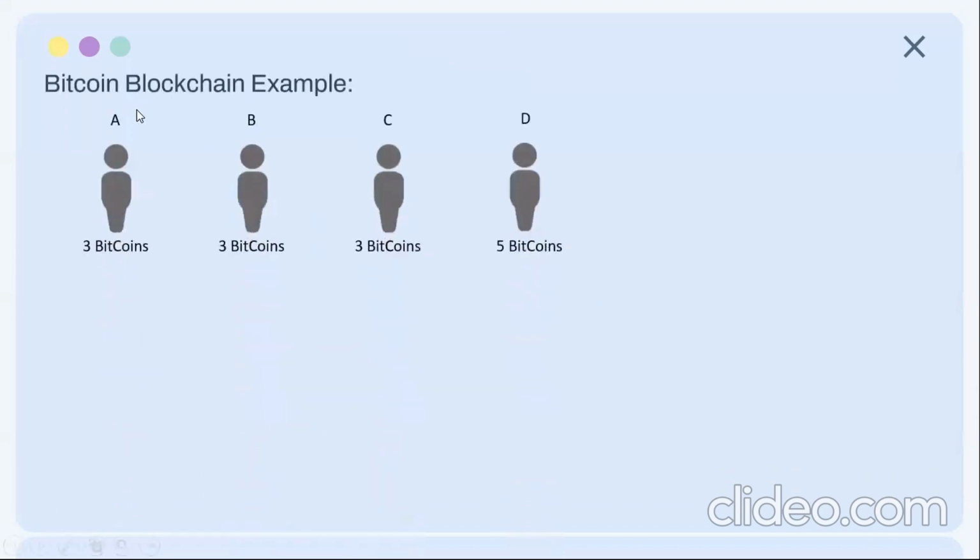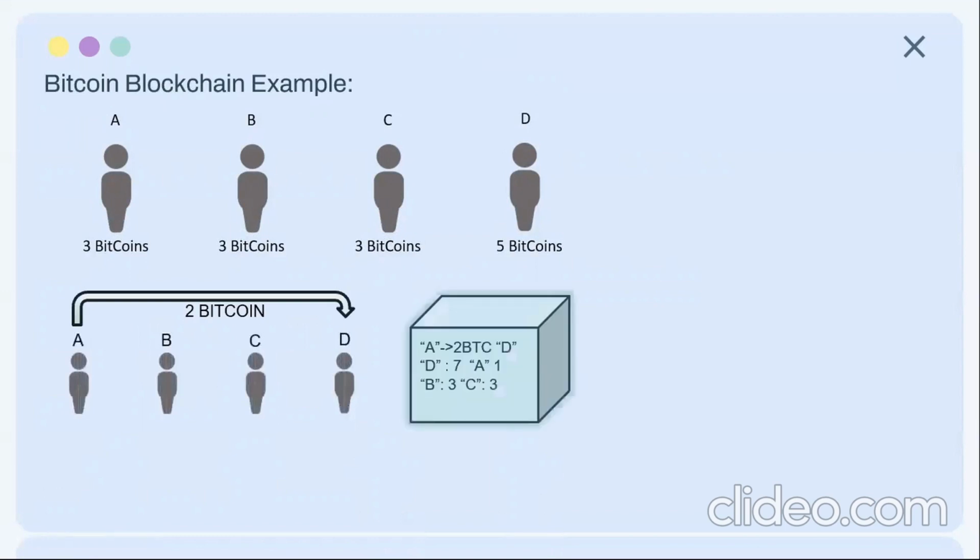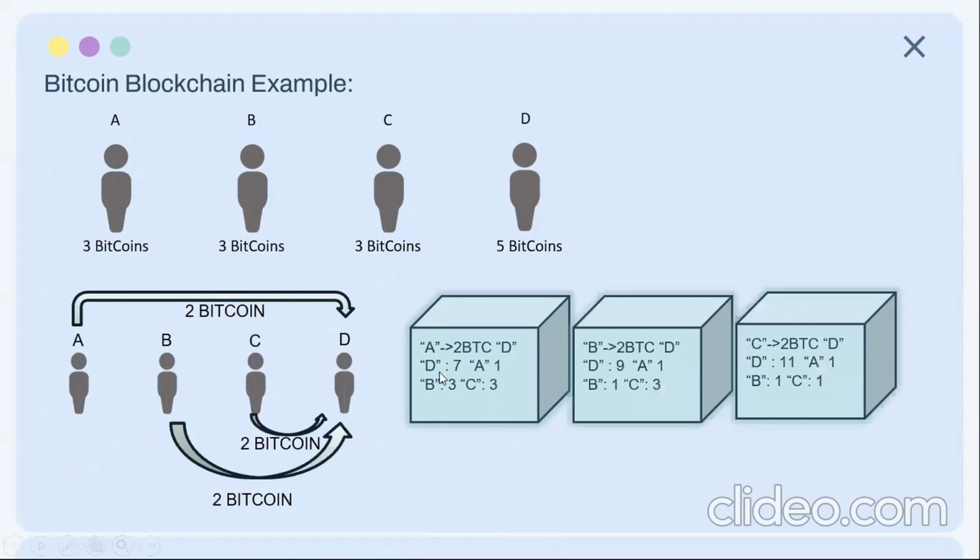Now let us take an example of Bitcoin blockchain and see how it works. Now we have 4 users, A, B, C, D. A, B, C have 3 Bitcoins and D has 5 Bitcoins. Now if A tries to send 2 Bitcoins to D, a block is generated containing that information. And now if B and C also send 2 Bitcoins, then 2 more blocks will be generated using the values of the previous block. And these blocks are linked together, forming a chain-like structure. This chain-like structure is called a ledger. Each user in the blockchain has a copy of this ledger, meaning that everyone can have a look at what transaction is going out, and they can even validate these transactions.